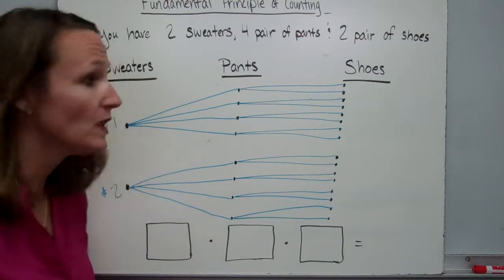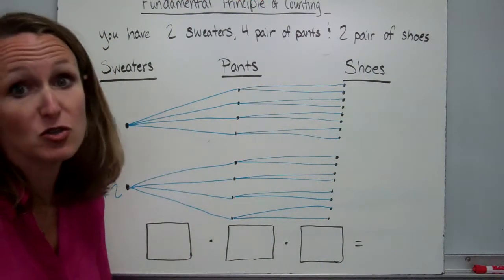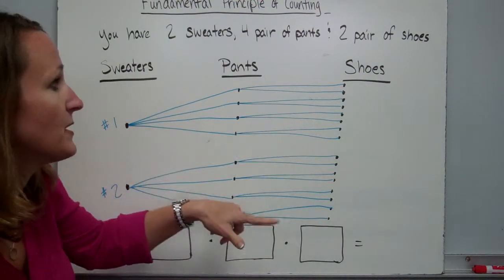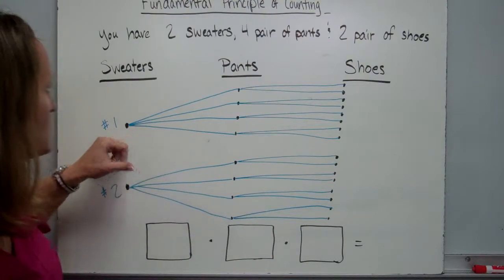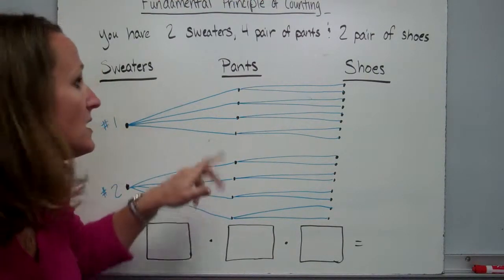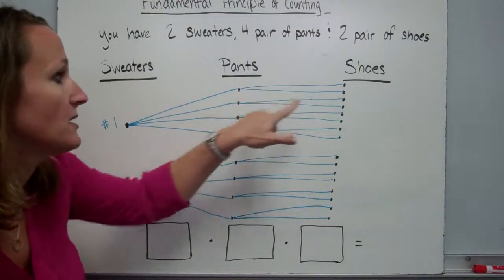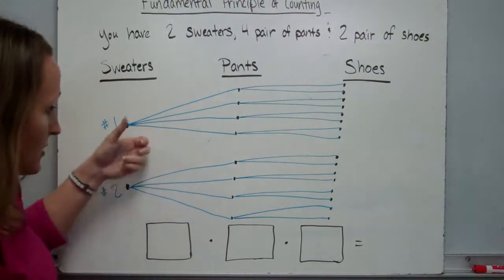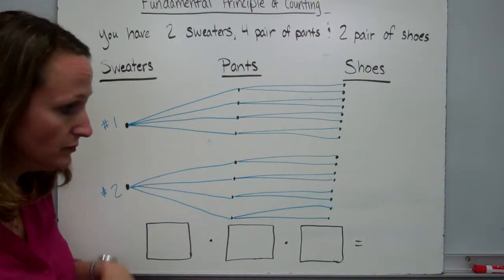Well, you can start out with a sample space and draw it out. So here I've got my 2 sweaters, my 4 pair of pants, and my 2 pair of shoes. For each sweater, I'm going to have a line going to my 4 pair of pants, and then from each pair of pants, I've got a different line going to each pair of shoes. And I'm going to replicate that for each sweater.